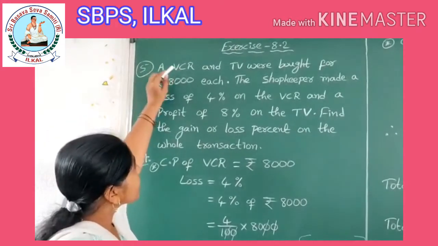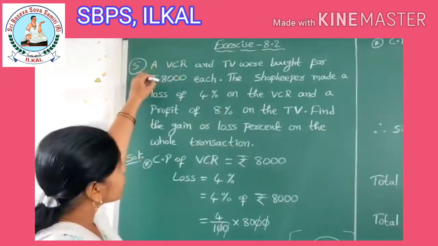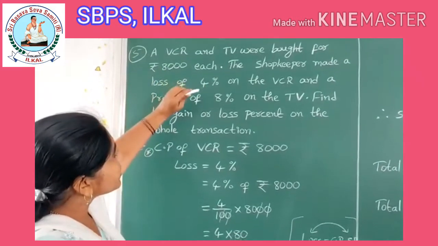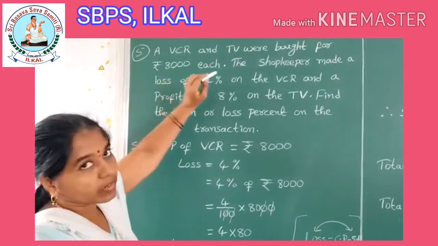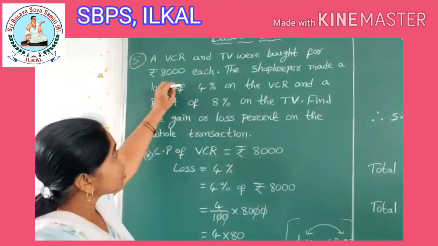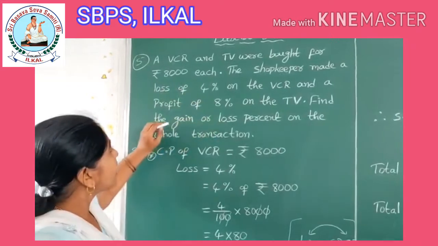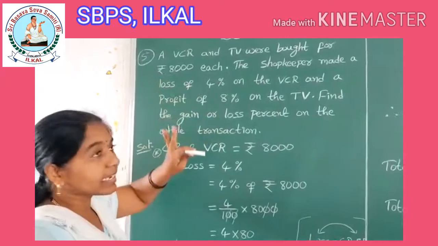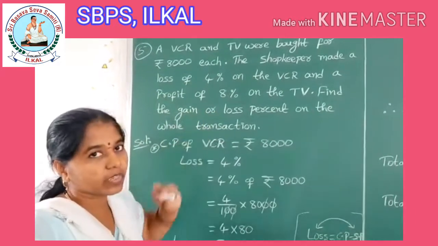Next question, children. A VCR and TV were bought for rupees 8,000 each. Means VCR cost is 8,000, TV cost is also 8,000. The shopkeeper made a loss of 4% on the VCR and a profit of 8% on the TV. Here loss, there profit. Find the gain or loss percent on the whole transaction. After the complete transaction, whether it is profit or loss, we have to find.